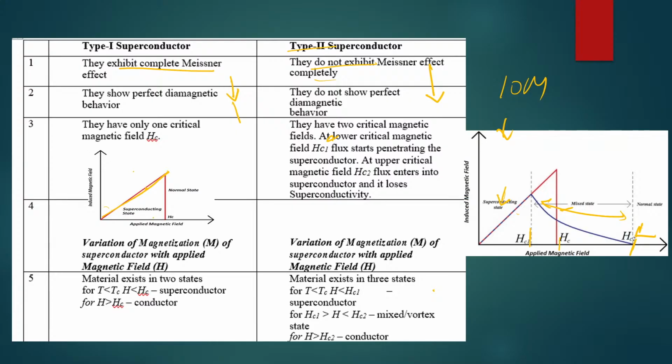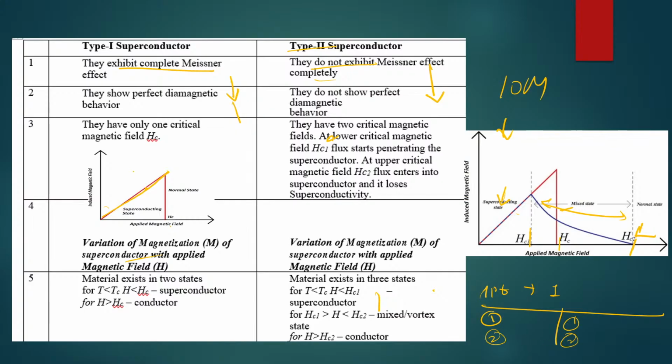After that, variation of magnetization of the superconductor with the applied magnetic field, this will come in both. The variation of magnetization, the induced magnetic field, will change according to the applied magnetic field, that is the same thing. And whatever the state you see and the Hc values you see in the figure, you just have to write in the 5th point. In this question it is 1.1 mark. So if you have to distinguish, then 1 point here, 1 point here, 2 marks, 2 points here, 2 points here.